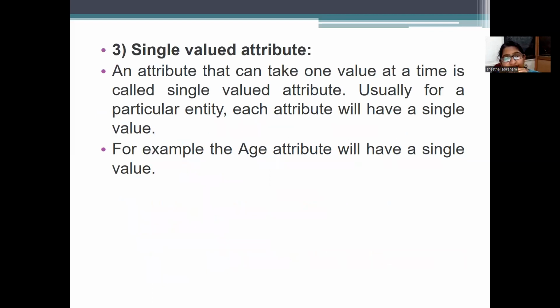Then we have the single valued attribute. What do we mean by single valued attribute? An attribute that can take only a single value at a time is known as a single valued attribute. Usually for a particular entity, each attribute will have a single value. For example, age is a single valued attribute; only one value can be taken for a particular person at a time. Another example is DOB, date of birth. Only one date of birth will be there for one person; multiple values cannot be there. These kinds of attributes are known as single valued attributes.